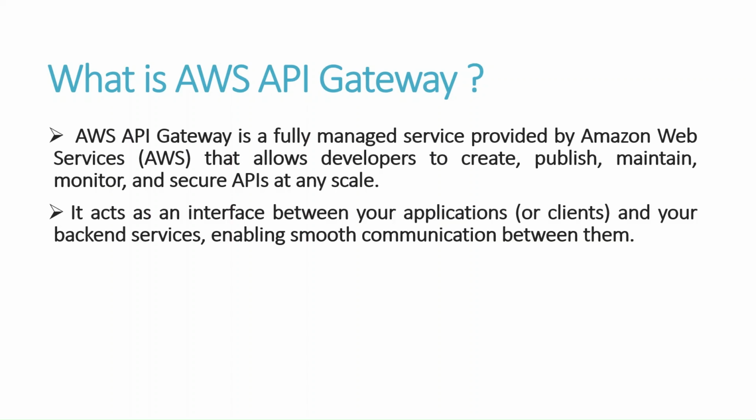So AWS API Gateway is a fully managed service provided by Amazon Web Services that allows developers to create, publish, maintain, monitor, and secure APIs at any scale. So imagine you're building an application or website that needs to talk to other systems like databases or servers. So API Gateway acts as an intermediary between all these interactions.